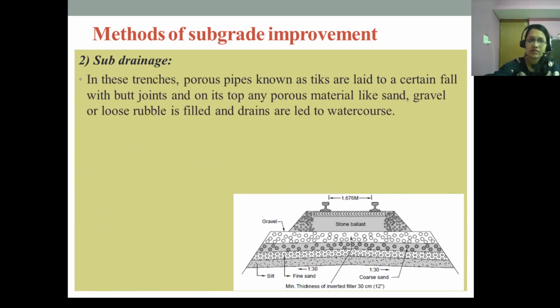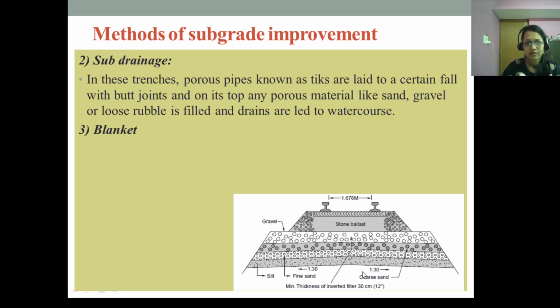In these trenches, porous pipes known as sticks are laid to a certain fall with butt joints, and on top any porous material like sand, gravel or loose rubble is filled, and the drains are led to the watercourse. Then we have the blanket. In this method, a blanket of non-cohesive soil between the subgrade and the ballast section is used. This will improve its bearing and drainage properties.